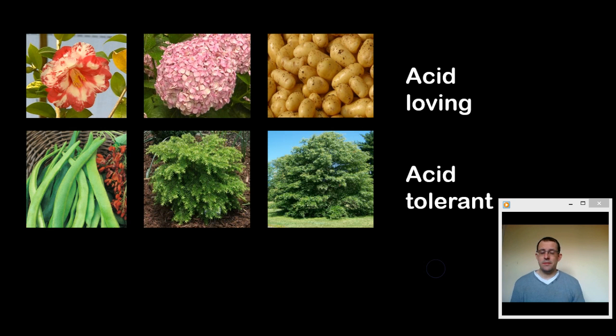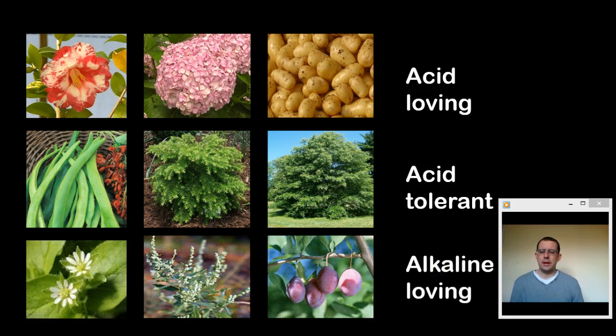Acid-tolerant, which can live in acidic conditions and they'll do all right in them, but they don't necessarily need them, and that's things like runner beans. And then you've got alkaline loving, and they won't like acidic conditions, they won't grow very well, and in fact they'll need alkaline soil, so you'll have to lime the soil maybe. An example of that is a plum tree.